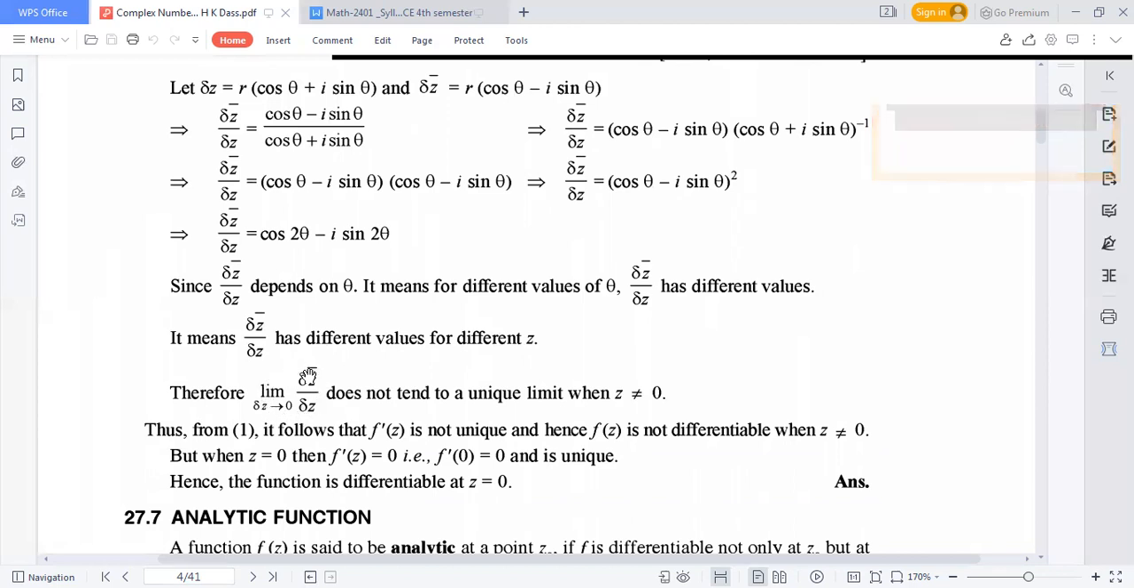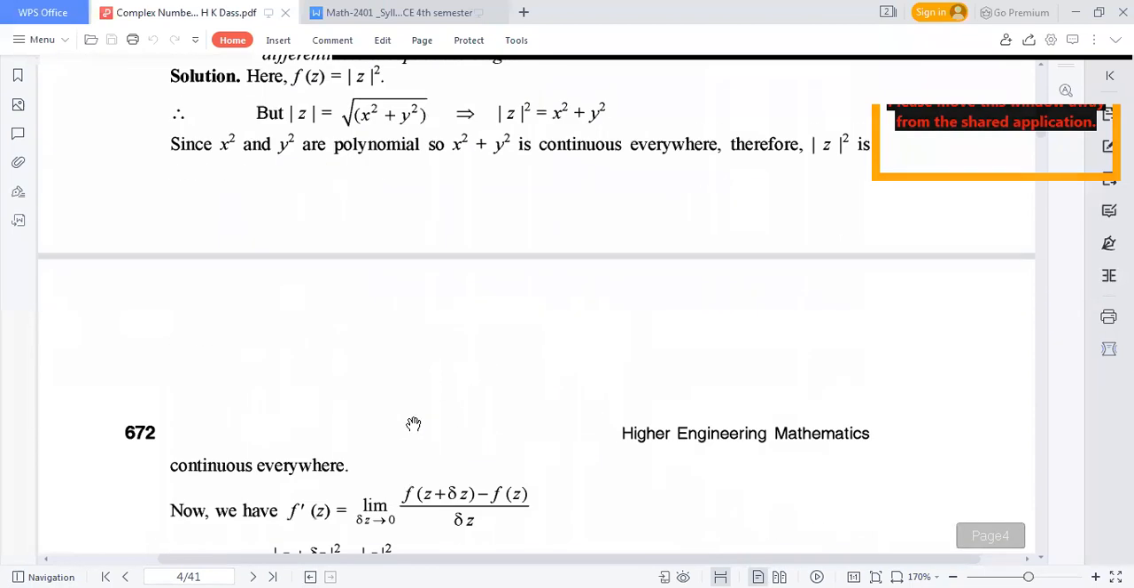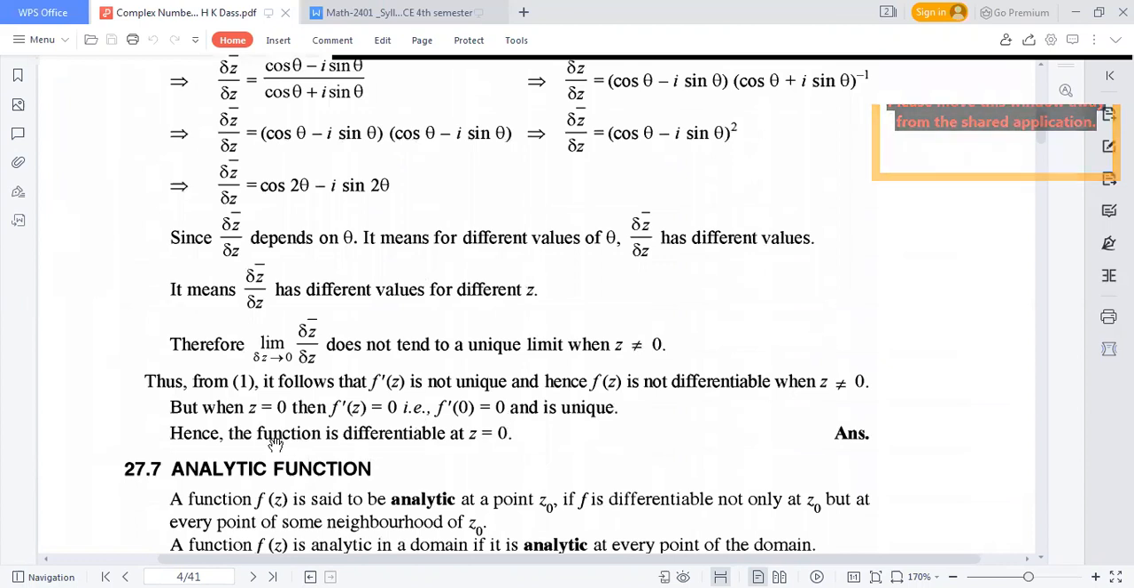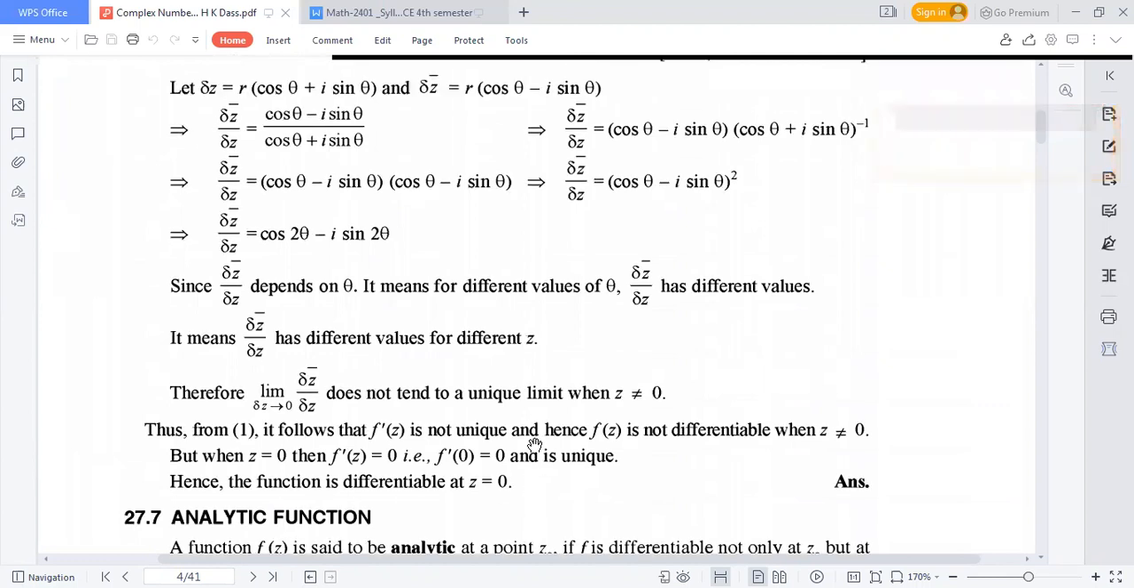This limit does not tend to a unique limit when z does not equal 0. Thus, from equation 1, it follows that the differentiation of f of z is not unique. Hence f of z is not differentiable when z does not equal 0. But when z equals 0, the differentiation equals 0. The differentiation of f of z is 0, we have proved it already. So we conclude that the function is differentiable at z equals 0.